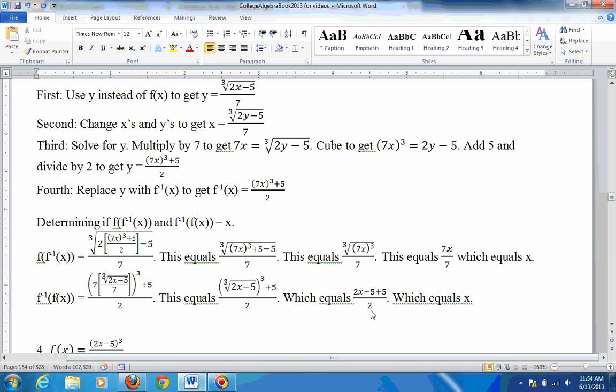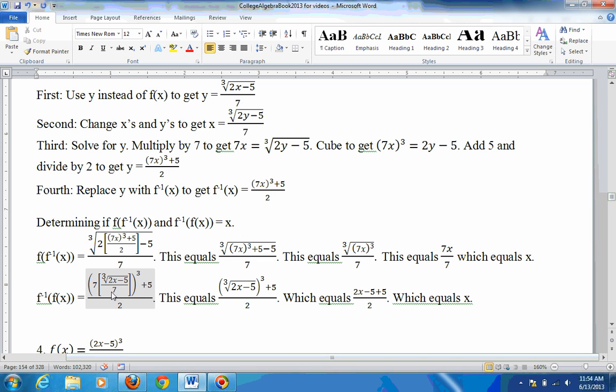Going the opposite way, f inverse of f of x means that you'll take the original function right here and substitute it in for x right there. So that would be 7 times this hunk of stuff. All that gets cubed plus 5 over 2. Well, with this, the 7's cancel off, first of all.